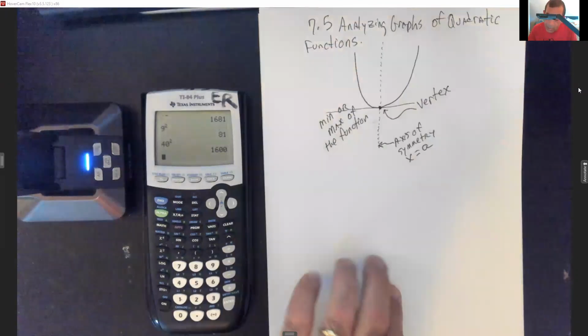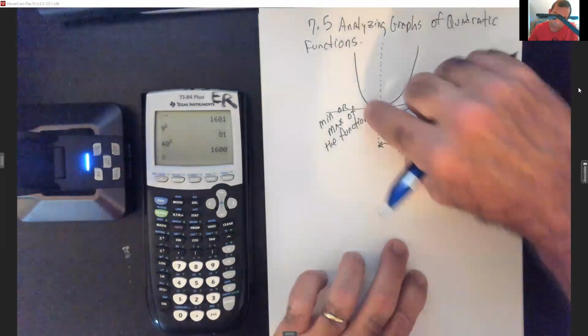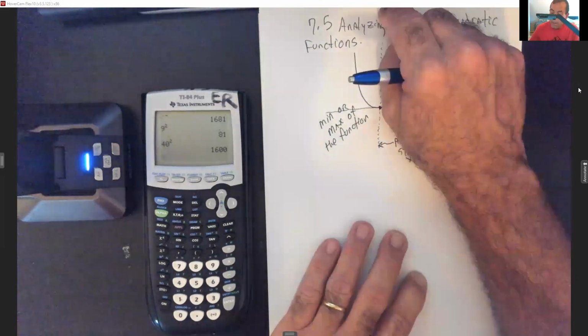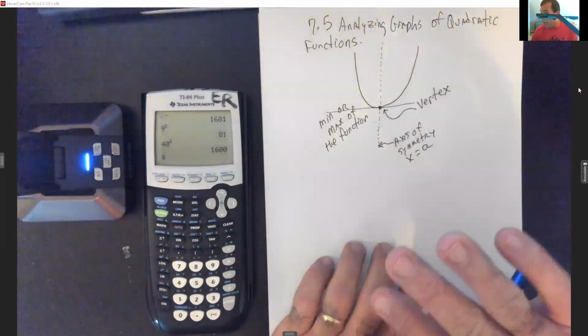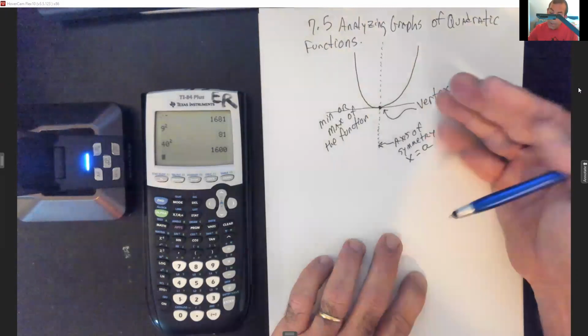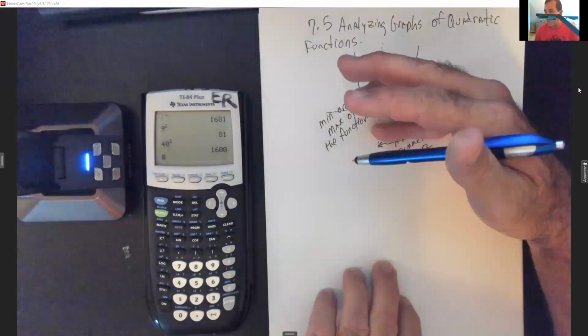So on the y's, if it's facing upwards, it'll go from that point to positive infinity. If this is flipped over because I did a negative in front, remember my reflections, if I reflect it and it has a maximum, then the range will go from negative infinity to that max point, okay?